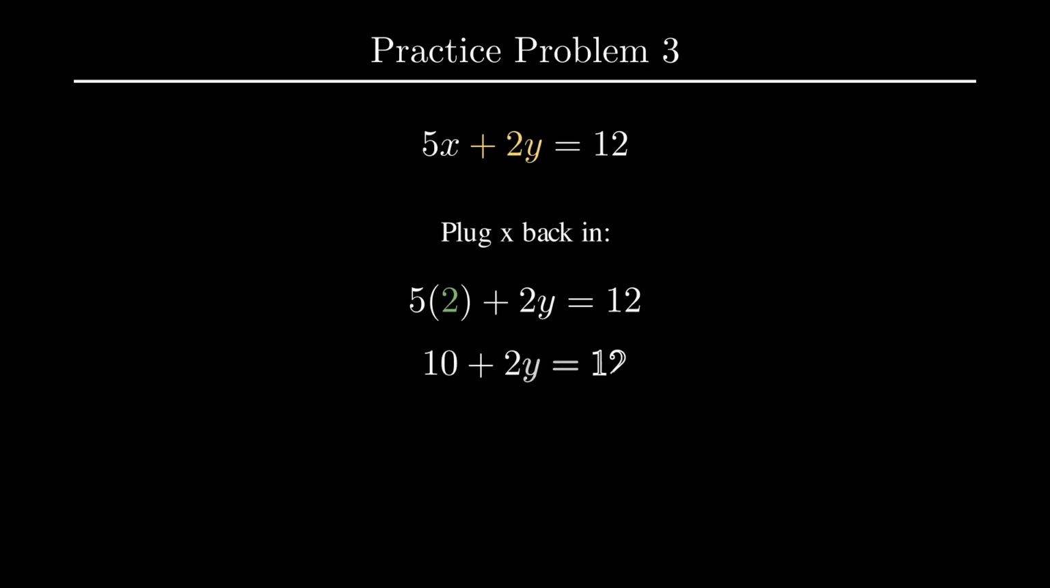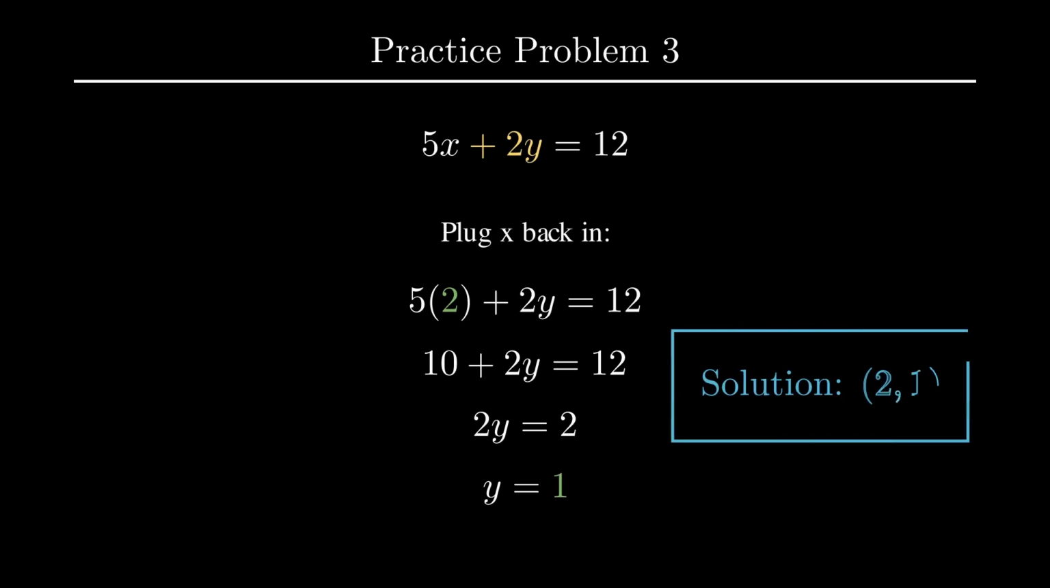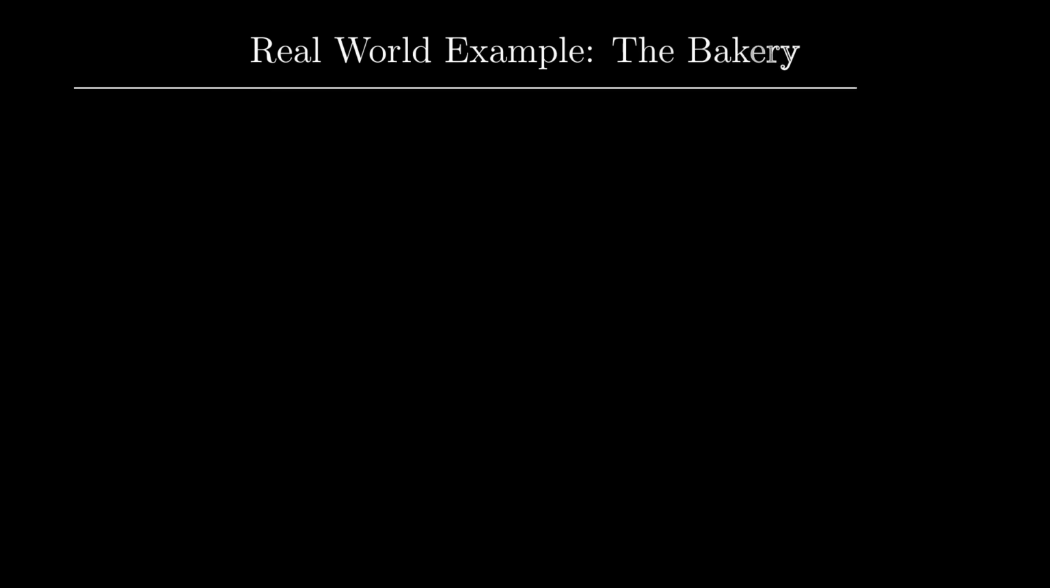Plug in 2 for x, that's 5 times 2, which is 10. So 10 plus 2y equals 12. Subtract 10 from both sides, and you get 2y equals 2, which is also y equals 1. Therefore, our answer in point form is (2, 1), meaning the two equations would intersect at x equals 2 and y equals 1.